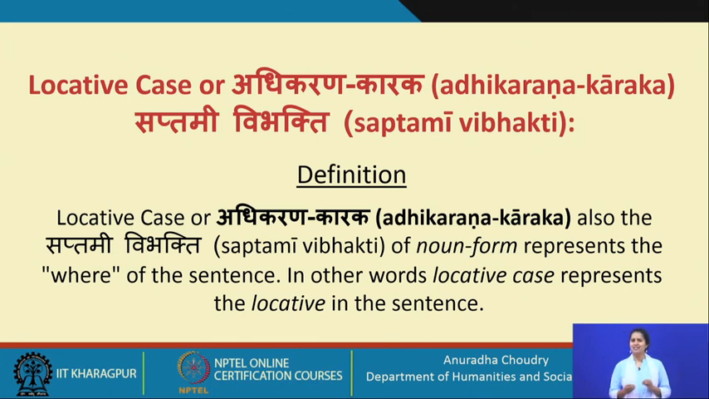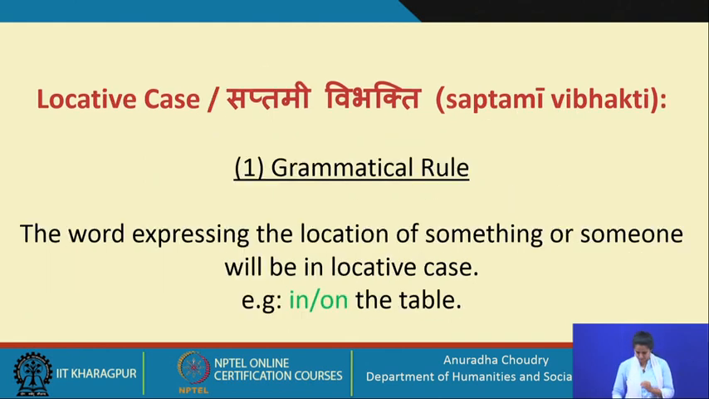Alright, so if I give you an example, if I say the book is on the table, where is the book? On the table. So the table is the location. So the table will get the locative case. And as you can see, the first simple rule here and the most widely applied, is that the word expressing the location of something or someone will be in the locative case. For example, in or on the table.